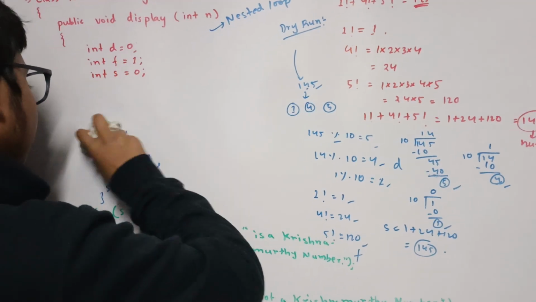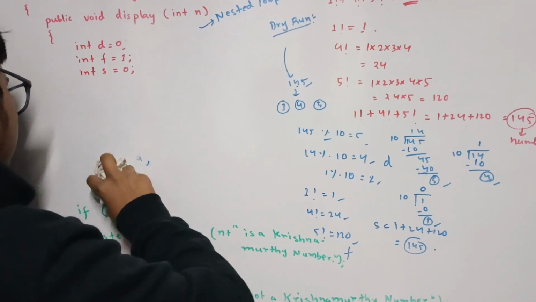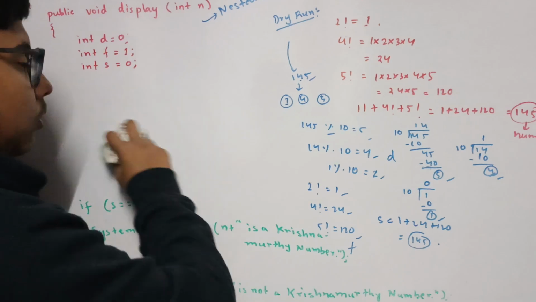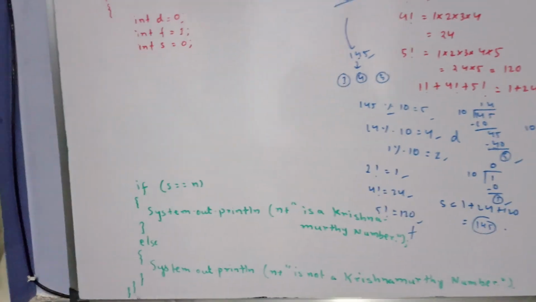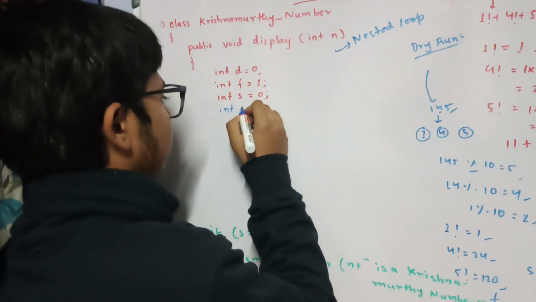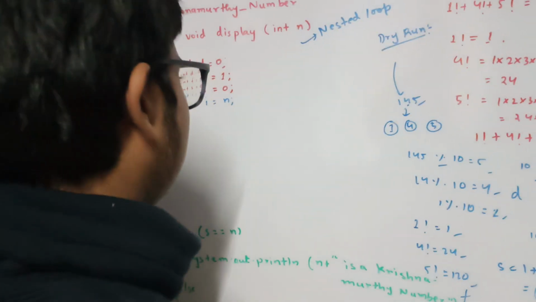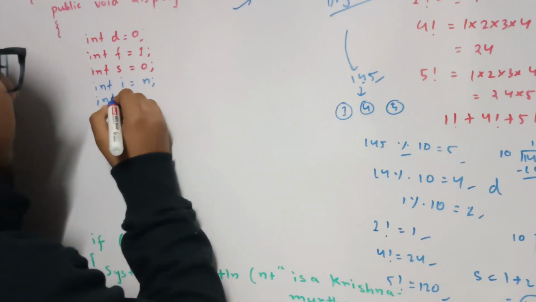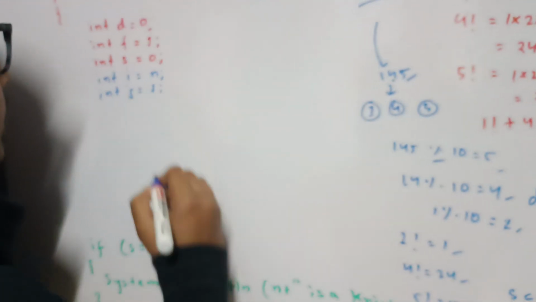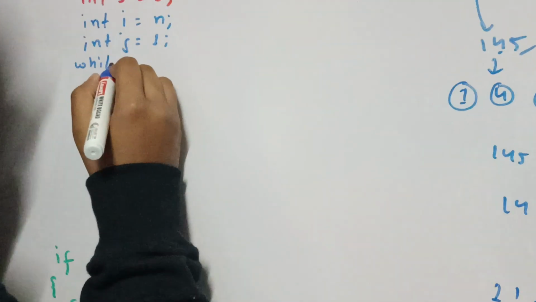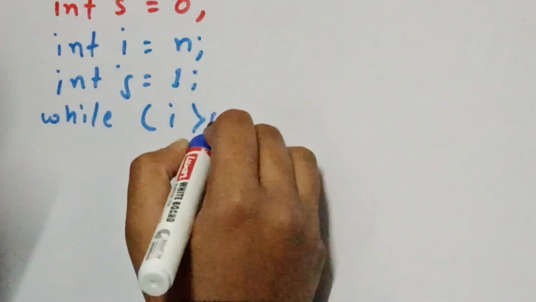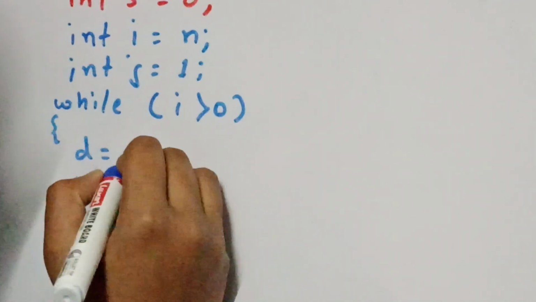So let's do it using the while loop, and it will be a bit confusing as its syntax is tougher. In order to do the program using the while loop, we have to initialize two things earlier: int i, which will be equal to n for digit extraction, and int j, which will be equal to 1 for finding the factorial. Now we will write while i is greater than 0. Now we will find d equals i mod 10.